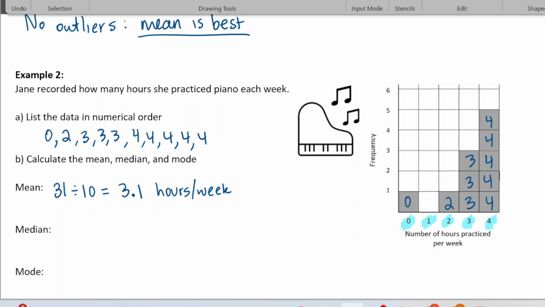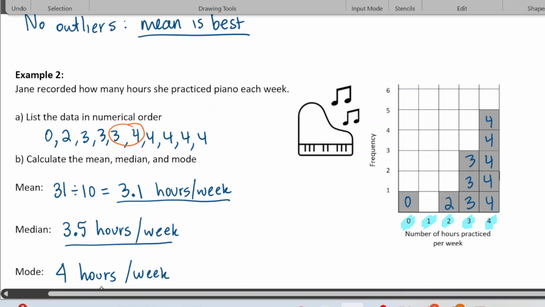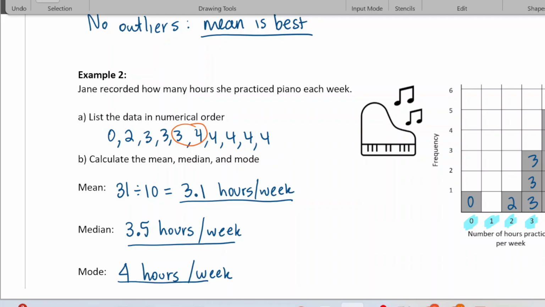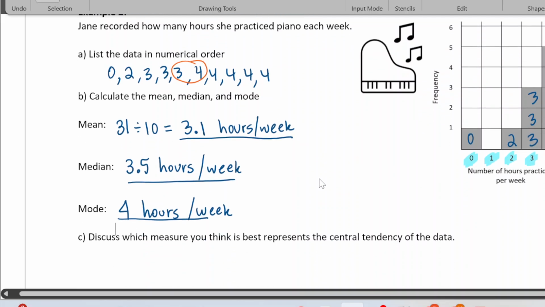Let's do the median. The median is the middle two. There are 2 numbers in the middle, 3 and 4. So it'd be 3.5. So it's a little higher than the mean. And then the mode is what's the most common? And the most common number I see there is 4. Okay, so we have 3 different numbers to represent this data set. On average, she practices 3.1. The middle number is 3.5, and the number that occurs the most is 4.